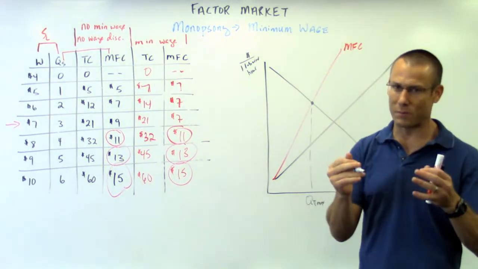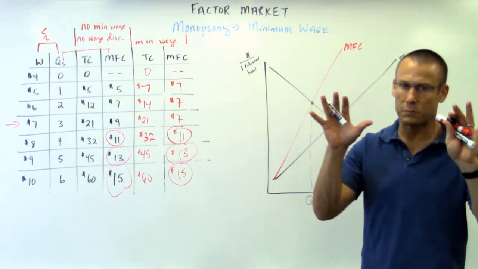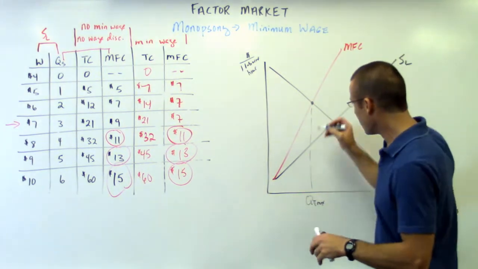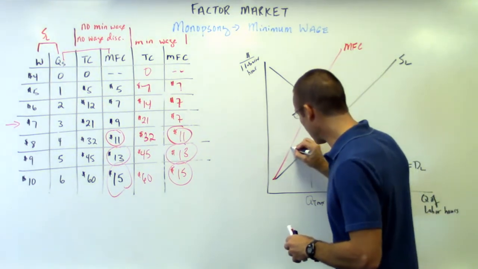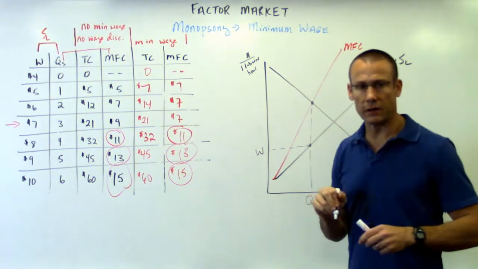Theory of the firm. We're the business. We're not the laborers. We're doing it from the firm's perspective. That's why we call it theory of the firm. So we're going to pay the lowest wage that we possibly can based on the supply curve. Grab that guy, put that wage right there.